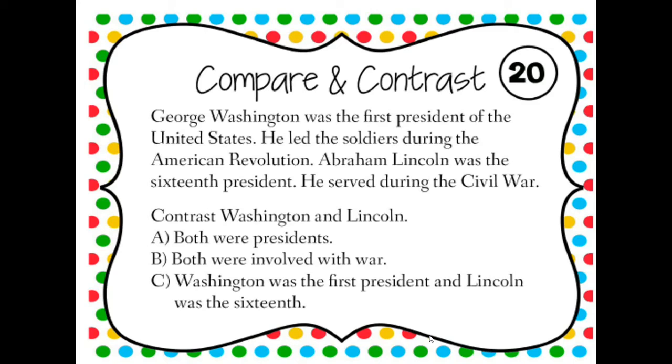So, Ms. Smith, how do you think that they contrast based off of the text? All right, so since we're looking for contrast, I know that is where they are different. So I have to go back to the passage and I see that George Washington was the first president, Abraham Lincoln was the 16th president. George Washington did the American Revolution and Abraham Lincoln did the Civil War. So to look at those differences, I would say the best answer would be C. Washington was the first president and Lincoln was the 16th.